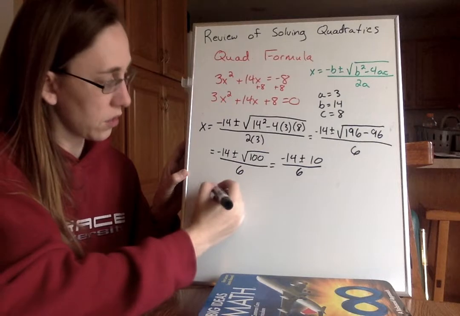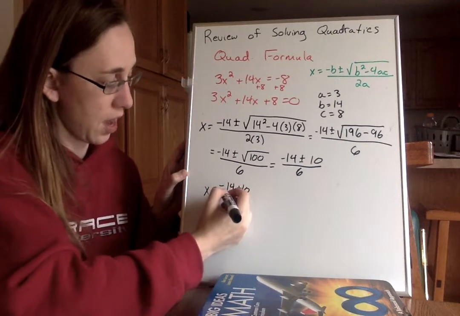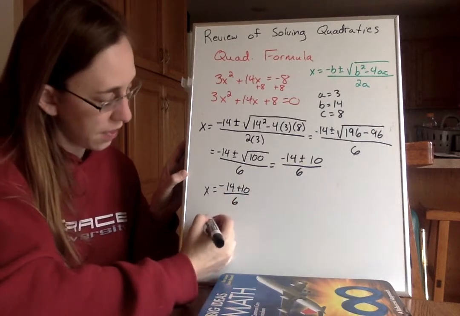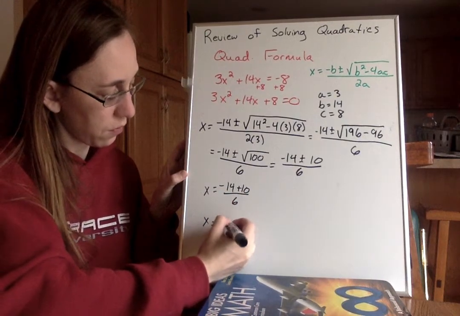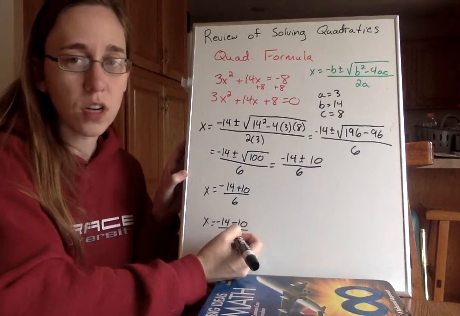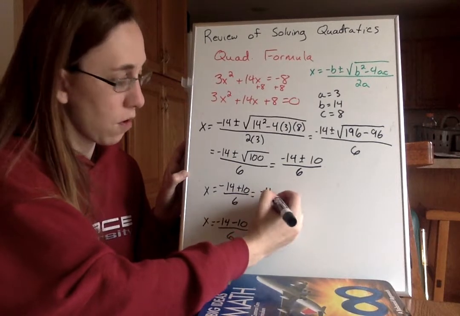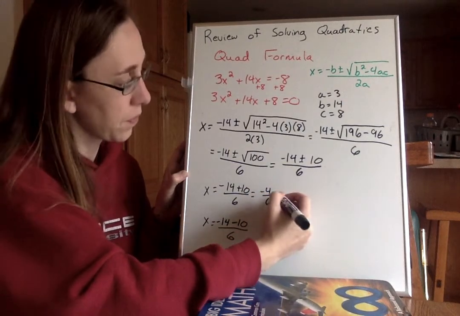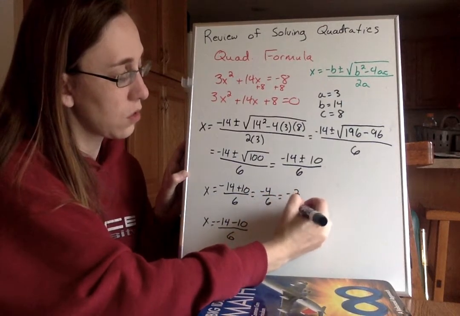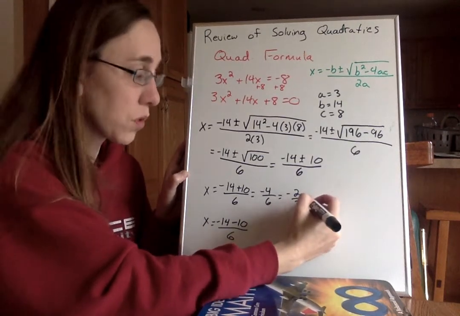So one of our answers is going to be where we do the negative 14 plus 10 over 6. And the other is where we do negative 14 minus 10 over 6. We do the positive version and the negative version. Well, this is going to give us negative 4 over 6, which simplifies to negative 2/3, or for the sake of today's worksheet, we will be putting them in decimals.